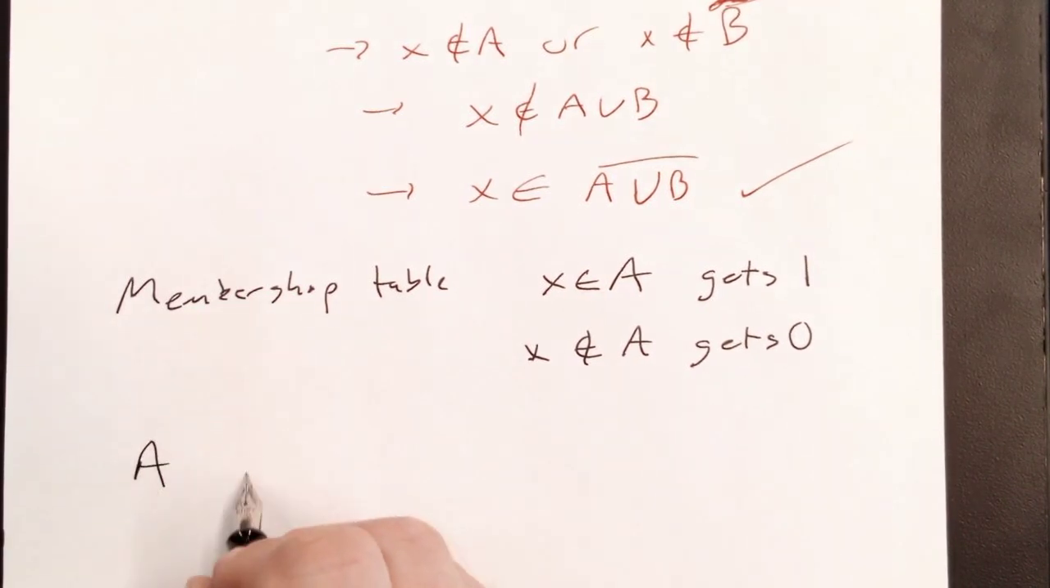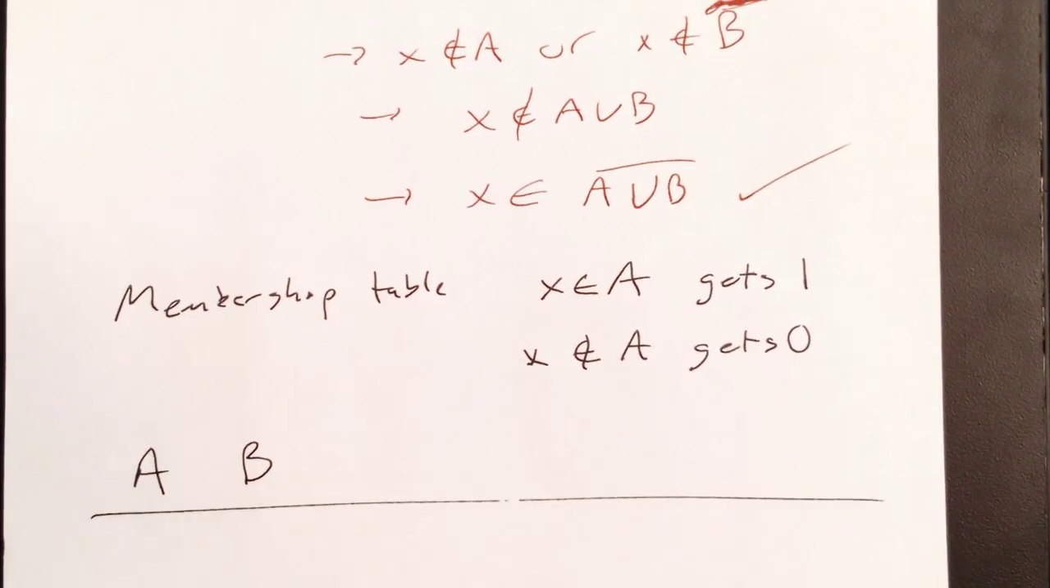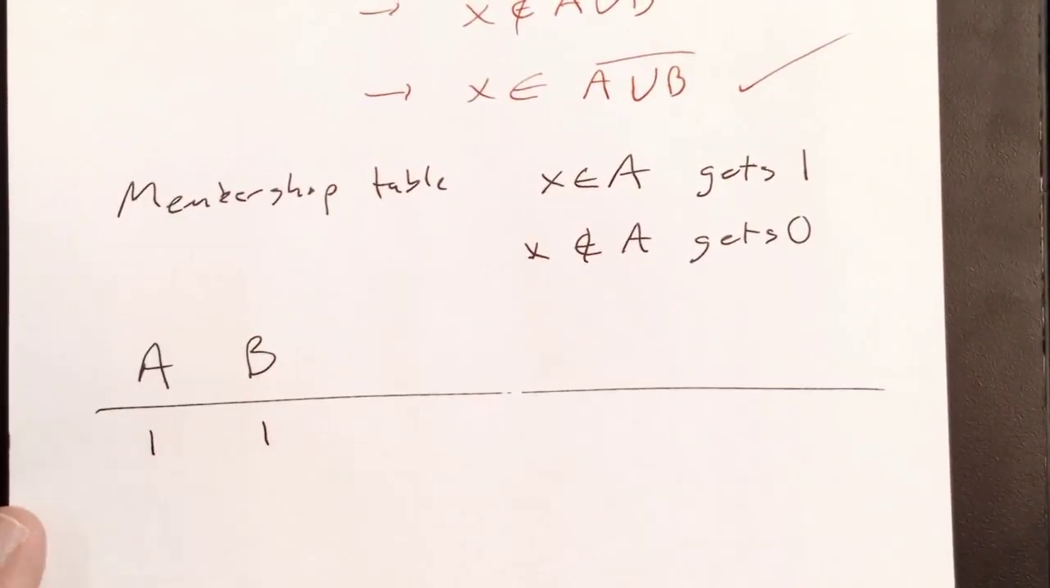So I have 2 sets, A and B. Well, I could either be a member or not be a member. How many options do I have total? I have 2 for A. I also have 2 for B, right? So I could be part of A and part of B, or I could be part of A and not part of B. I could be not part of A and part of B, or I could not be in either of them.